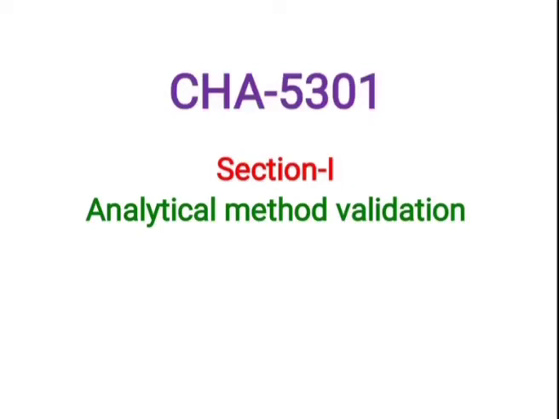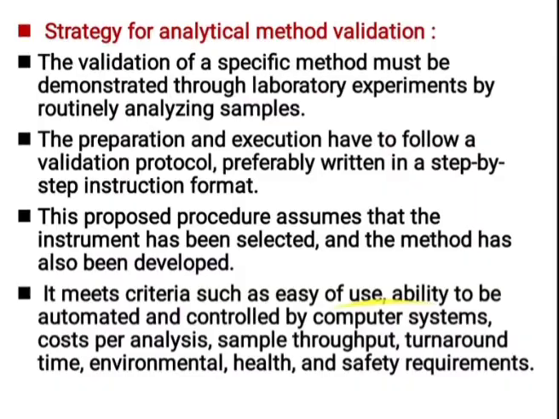From this, the chapter first is validation. We have seen already the introductory part of chapter 1. Now we are going to see chapter 1 in detail. Today's topic is analytical method validation. So, see, strategy for analytical method validation: the validation of a specific method must be demonstrated through laboratory experiments by routinely analyzing samples.